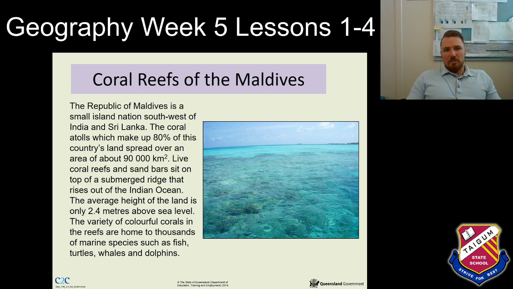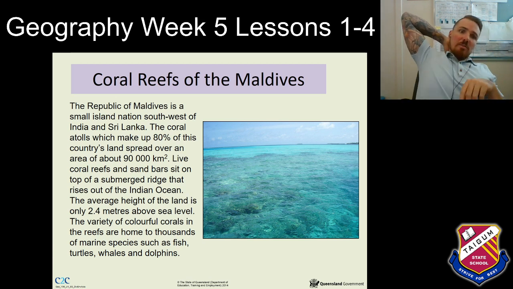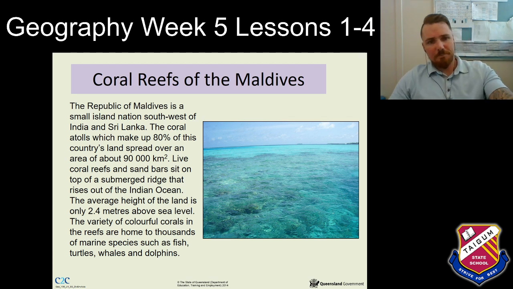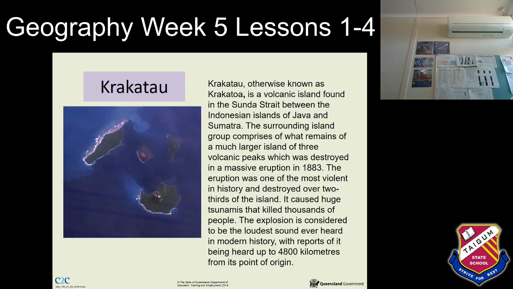The coral atolls, which make up 80% of the country's land, spread over an area of about 90,000 square kilometres, which is enormous. Live coral reefs and sandbars sit on top of a submerged ridge that rises out of the Indian Ocean. The average height of the land is only 2.4 metres above sea level on the whole Maldives. The variety of the colourful corals in the reefs are home to thousands of marine species such as dolphins, fish, whales and turtles.